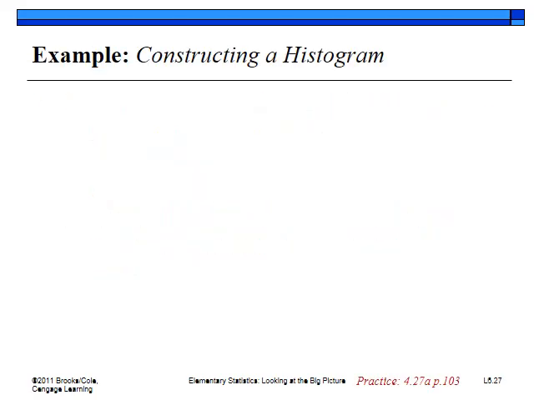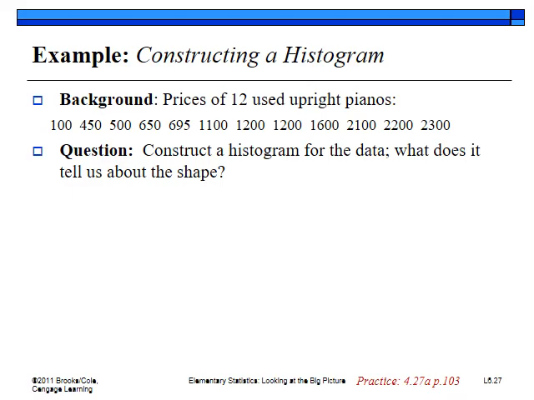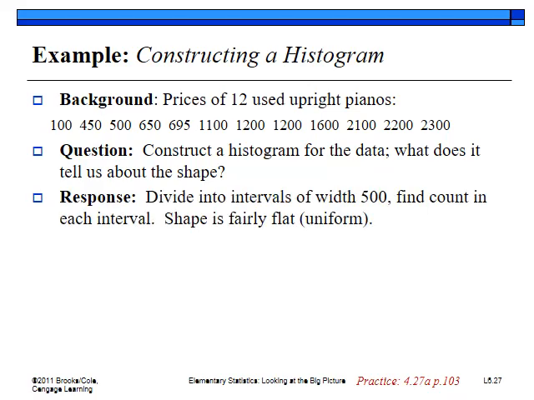Let's look at an example. Here we see the prices of 12 used pianos going from $100 to $2,300. And we want to construct a histogram. So the first thing we need to do is to divide the range of values into intervals of equal width. Since we're going from a really small number, relatively speaking, in $100 up to $2,300, let's try maybe intervals of width 500. So go from 0 to 500, 500 to 1,000, and so forth.